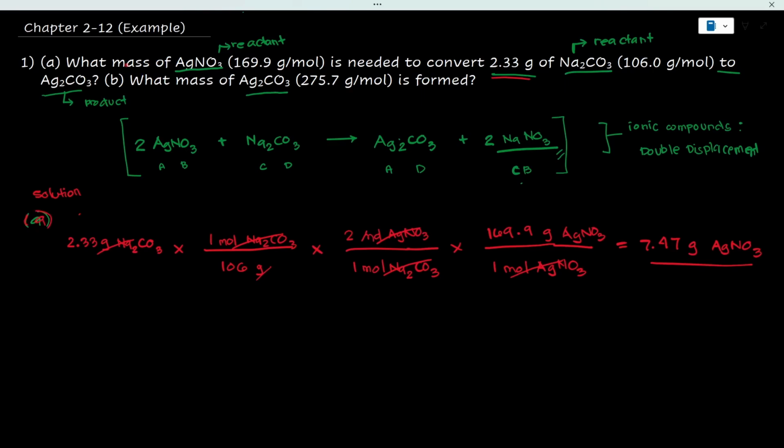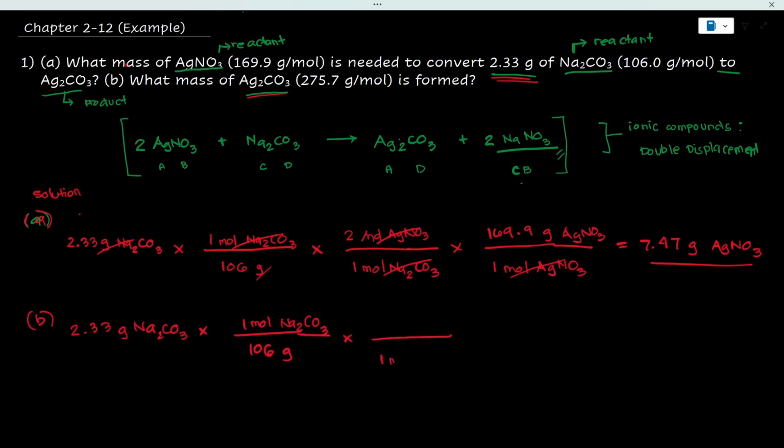Then let's answer now part B. For part B, we are asked for the mass of the product, but still starting with the given mass, 2.33 grams sodium carbonate. So it's the same process. Let's start with 2.33 grams of sodium carbonate and use its molar mass in order to relate with silver carbonate.